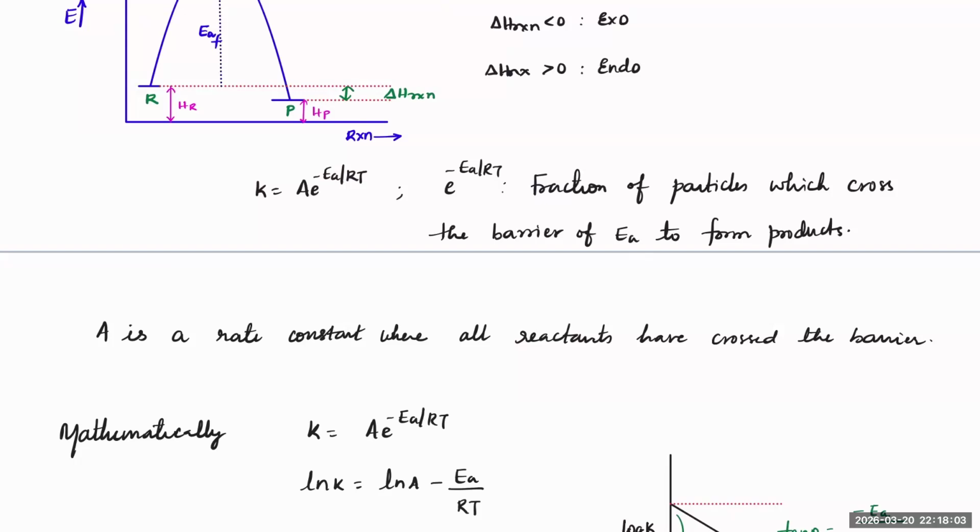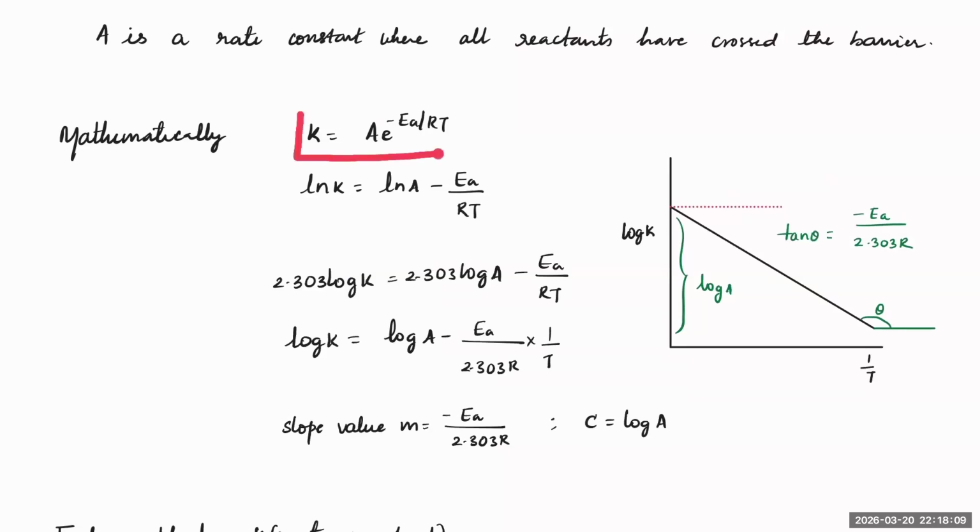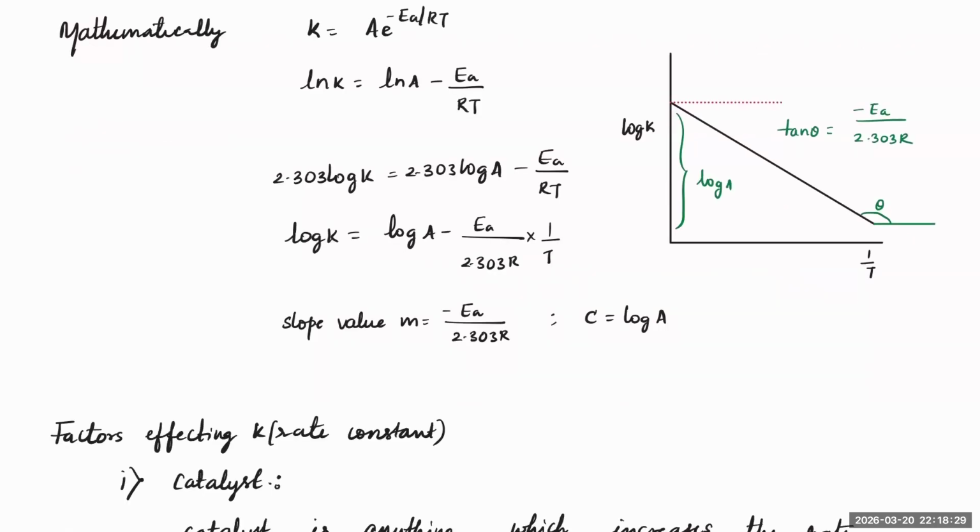Now, if you have to write it mathematically, you can see k is A e raised to the power of minus Ea by RT. If I take log on both sides, I'll get ln k is equal to ln A minus Ea by RT. In terms of log, you'll get this as 2.303 log k and this entire thing. Now you can write this as the equation of a straight line, y is equal to mx plus c. c is a constant here, which is the y-intercept, the log A value, and tan theta is equal to minus Ea by 2.303 R.